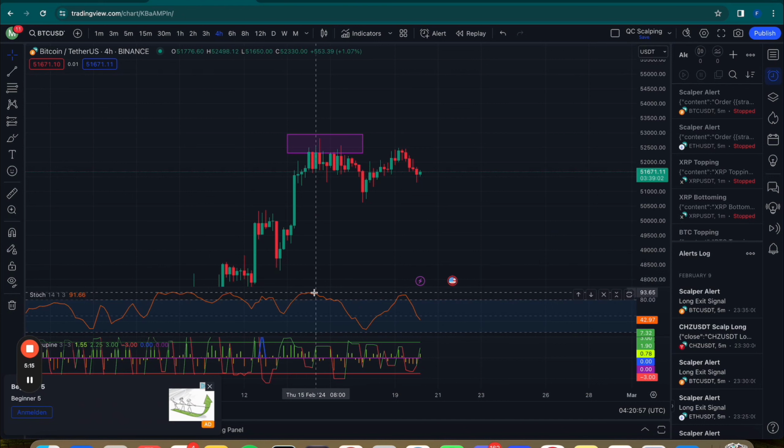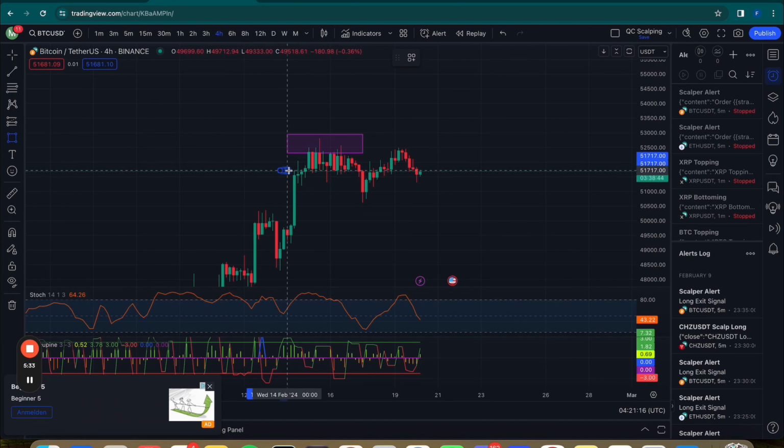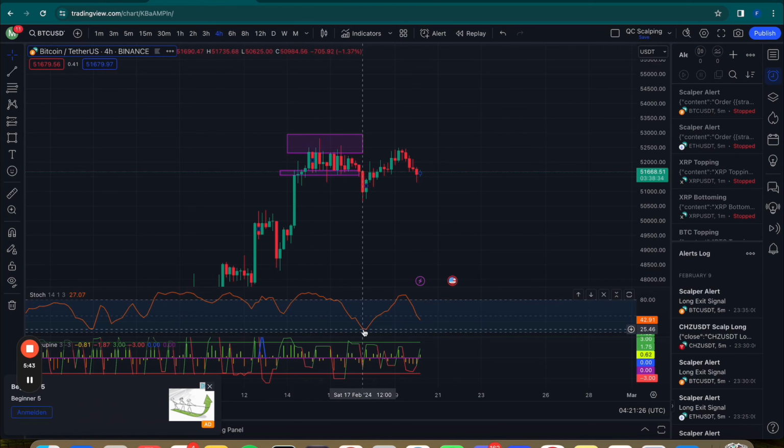See how there's a continuous movement to the downside? 4 hour, yes. Continuous movement to the downside while we're still in the range. So there is the continuous movement to the downside, but we did not break this level for a long time. So the stochastic was going down, down, down, down, down, but we were just ranging around here. But the momentum started shifting.